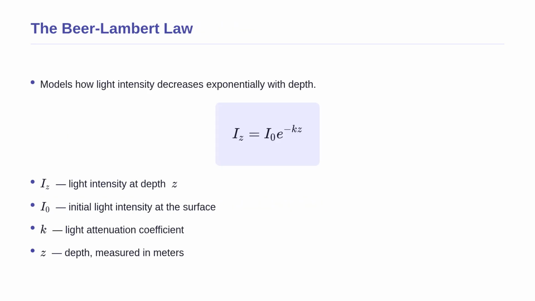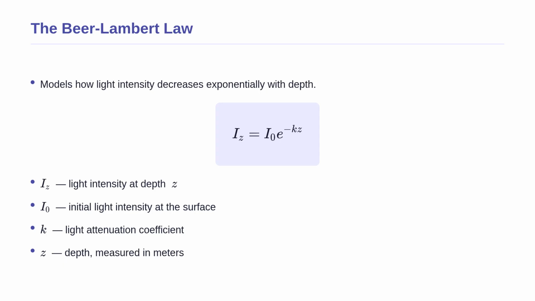Now that we understand why light penetration is crucial, let us look at how we measure it. This brings us to the Beer-Lambert law. Conceptually, this formula models how light decays exponentially as it travels through a medium like water. I sub z represents the remaining light intensity at a specific depth. I sub 0 is the initial light hitting the surface.